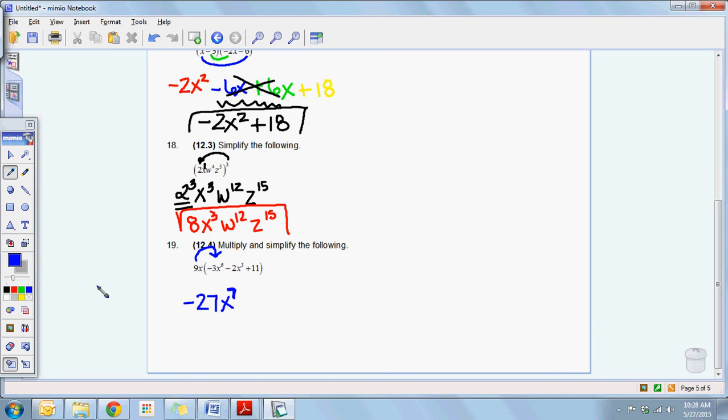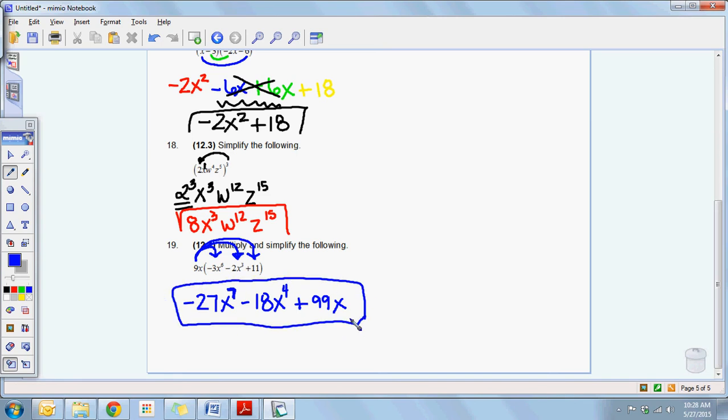Now I'm going to multiply 9x times a negative 2x to the third. So 9 times negative 2 is negative 18. X times x to the third gives you x to the 4th. And then lastly, 9 times 11 would give you plus 99x, and that's it. So you can't simplify that anymore. That is your final answer, and you are finished.